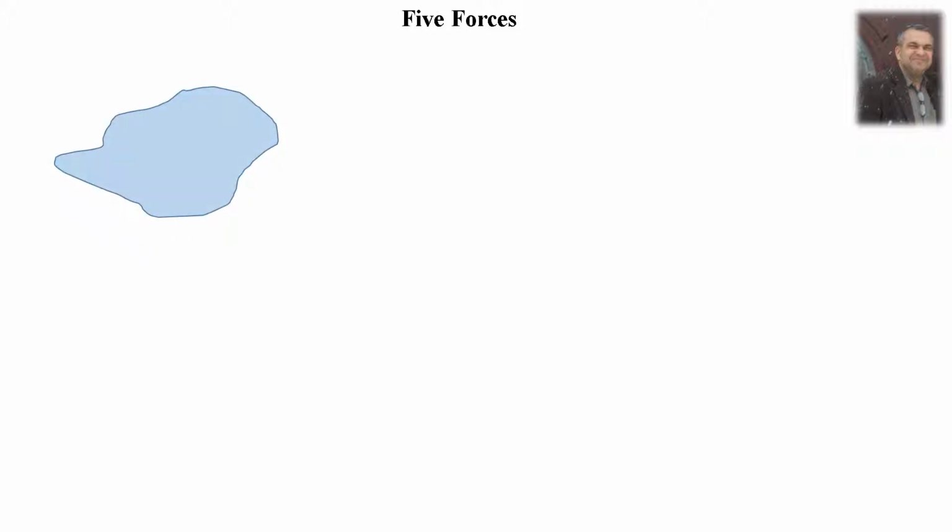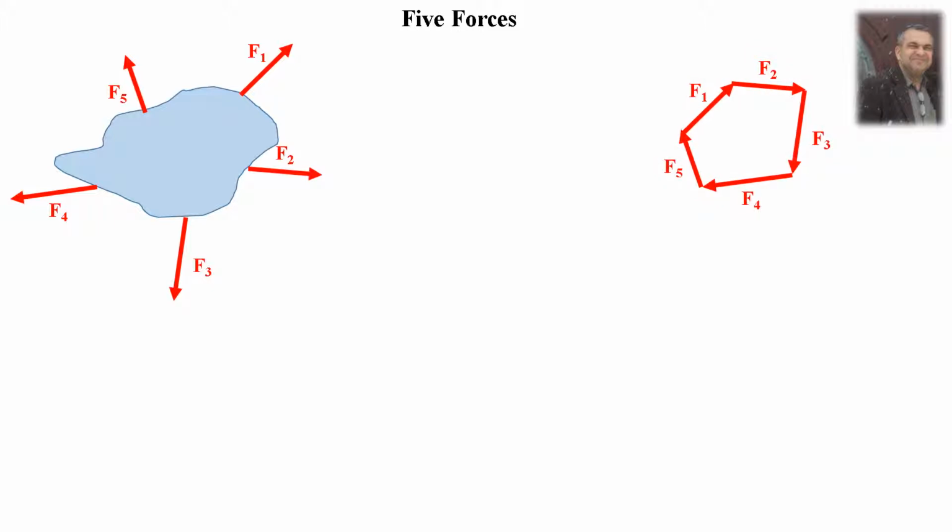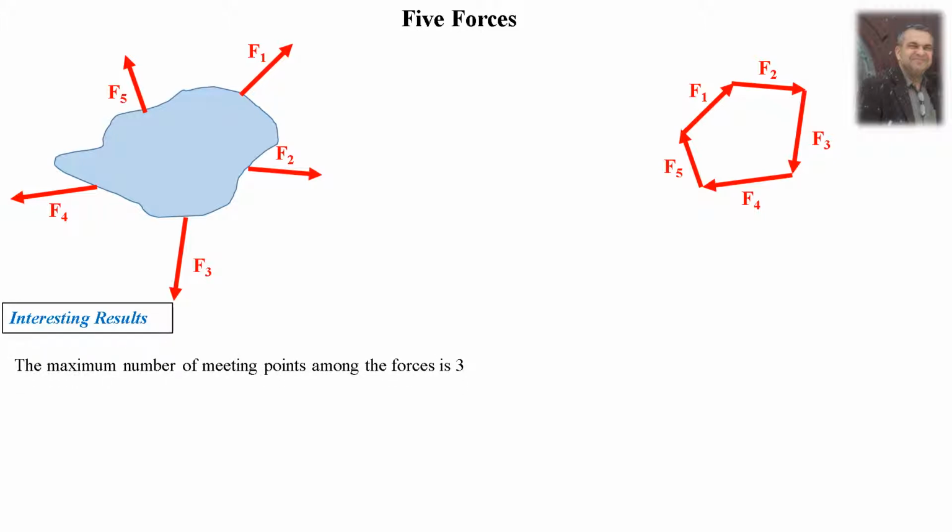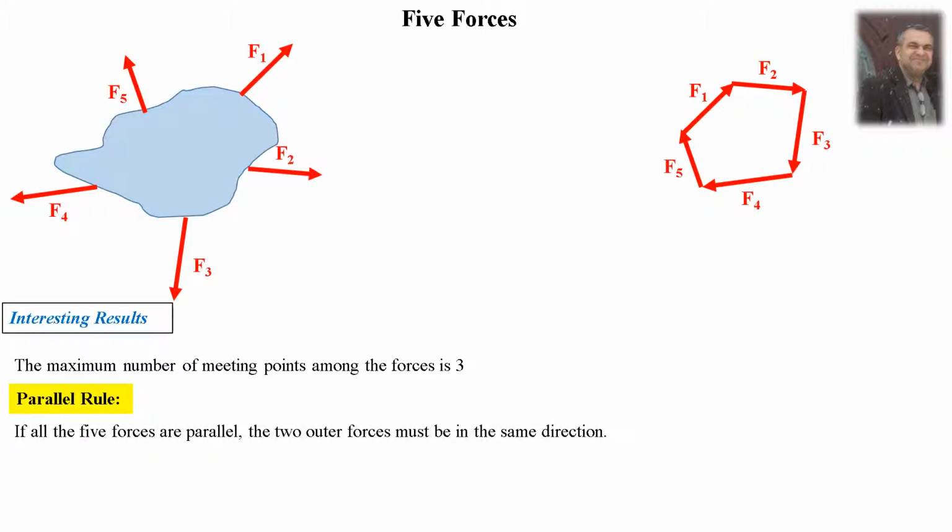Now 5 forces. If you have 5 forces, this is the polygon we have, but I will leave some interesting results for you to look at yourself. For example, the maximum number of meeting forces will be equal to 3, so we cannot have more than 3. I will leave the proof or demonstration for you. The parallel rule can also be satisfied here. If all 5 forces are parallel, the 2 outer forces must be in the same direction. Otherwise, the equilibrium cannot be achieved.